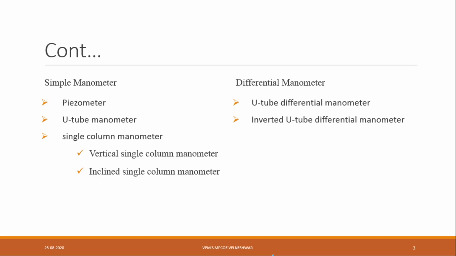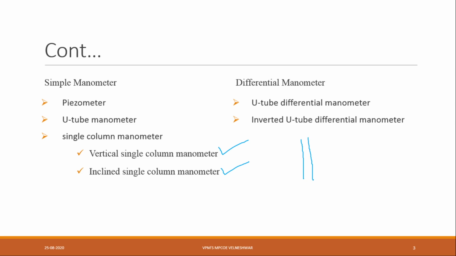Now here we have two types: one is the simple manometer and the other is the differential manometer. In the simple manometer, we again have types: piezometer, U-tube manometer, and single column manometer. In the single column manometer, again we have two types: vertical single column manometer and inclined single column manometer. A single column is just like a test tube. In the differential manometer we have two types: U-tube differential manometer and inverted U-tube differential manometer.